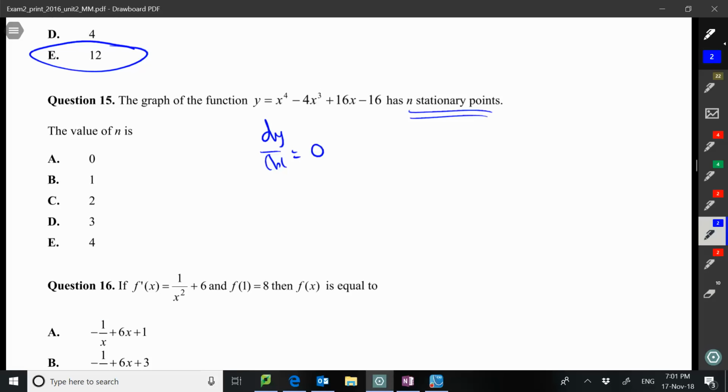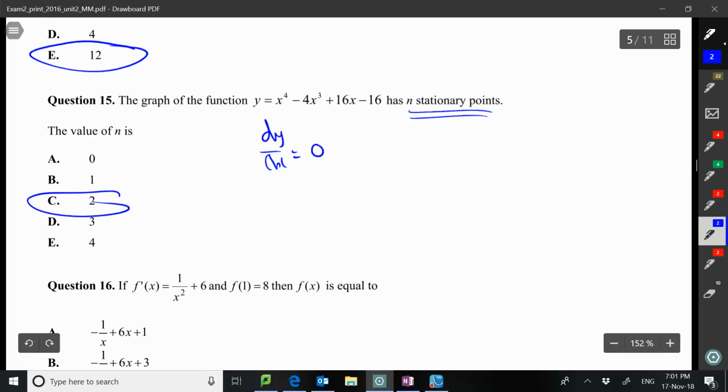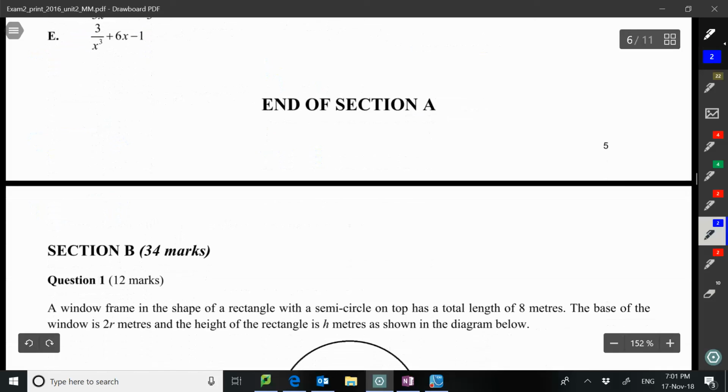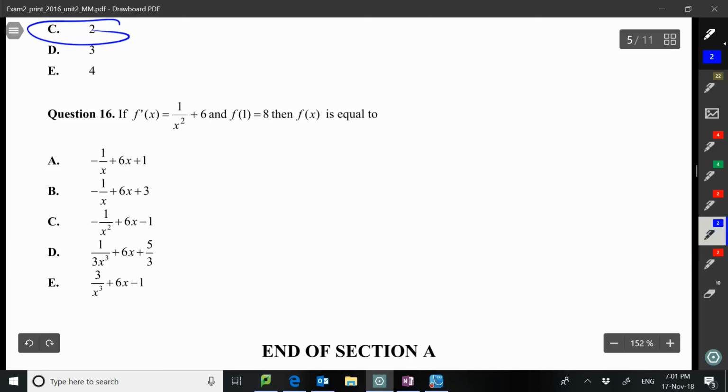Okay, so going back to my questions, 15C would be the answer, and then the final question for multiple choice. Here we go. Okay, this is the one I wanted to talk about, because you can do this in exam 1 as well, so it's worthwhile understanding this. So hopefully you're watching this.